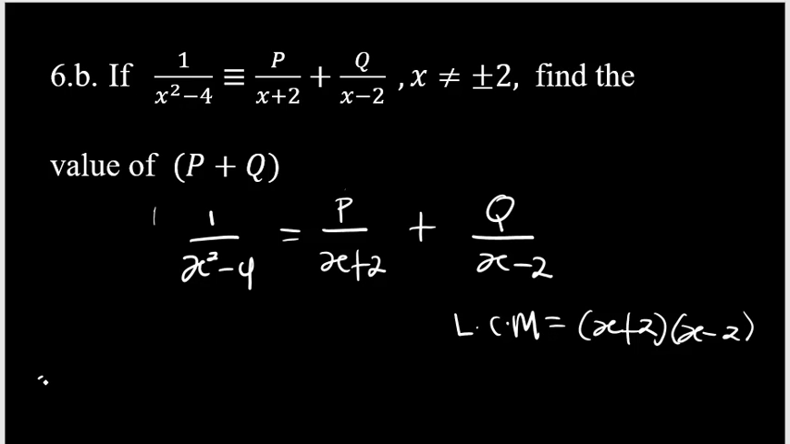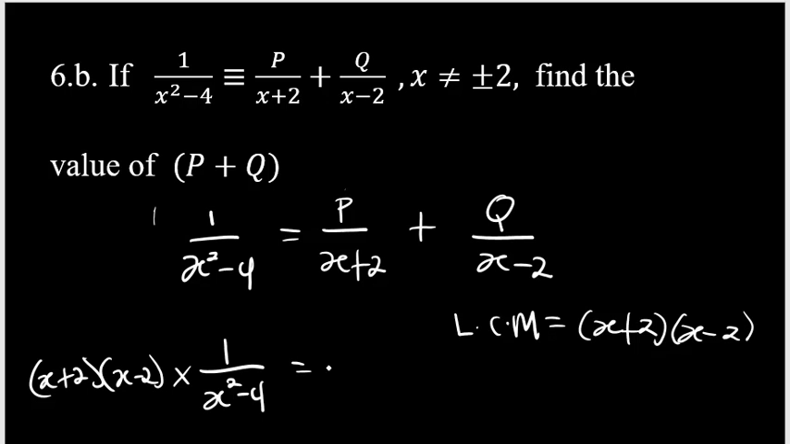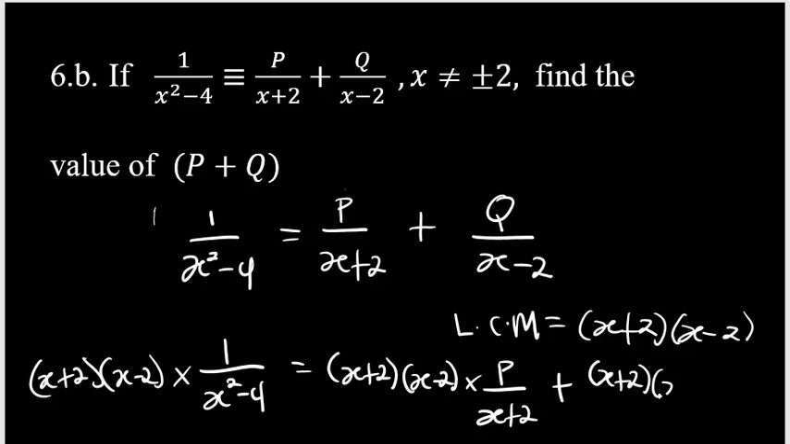So we are going to have our x plus 2, x minus 2 multiplying the 1 over x squared minus 4, and that will be equal to the same LCM, that is the x plus 2, x minus 2 times the p over x plus 2, plus the same LCM, that is x plus 2, x minus 2 multiplying q over what? x minus 2.